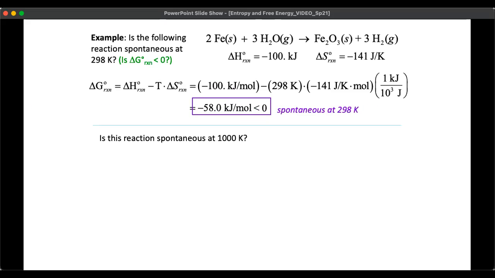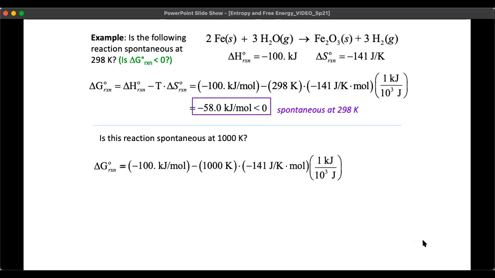What about at 1,000 degrees Kelvin? So we can do all the same calculations, but now we have 1,000 Kelvin here instead of 298. Same unit conversion to kilojoules. And we're assuming here that delta H and delta S don't change a lot. That is a valid enough assumption for our purposes here, but they do change a little.